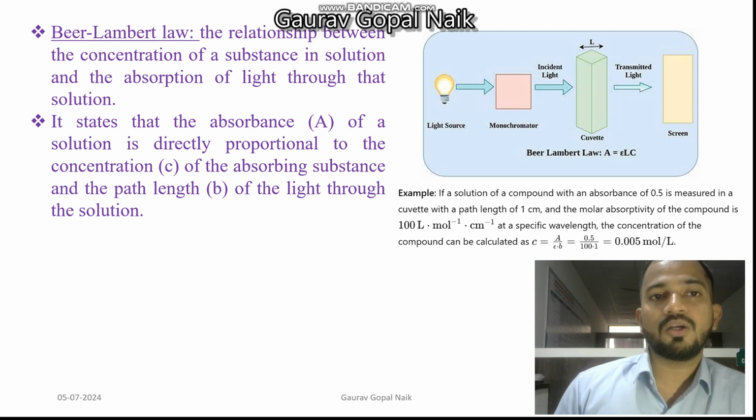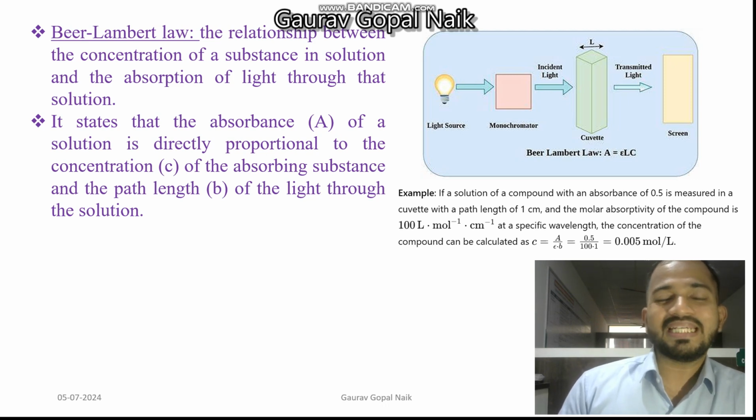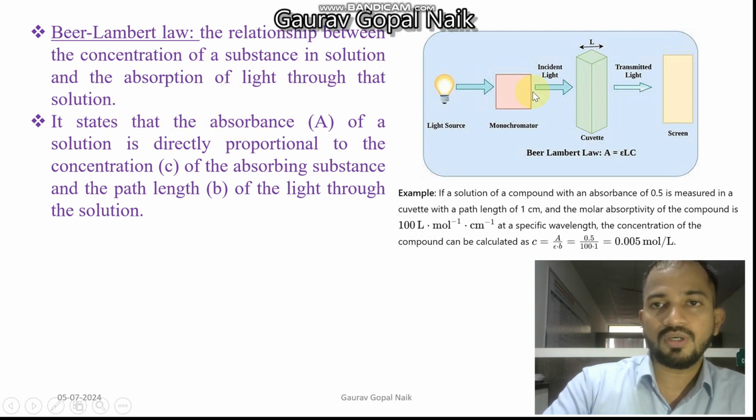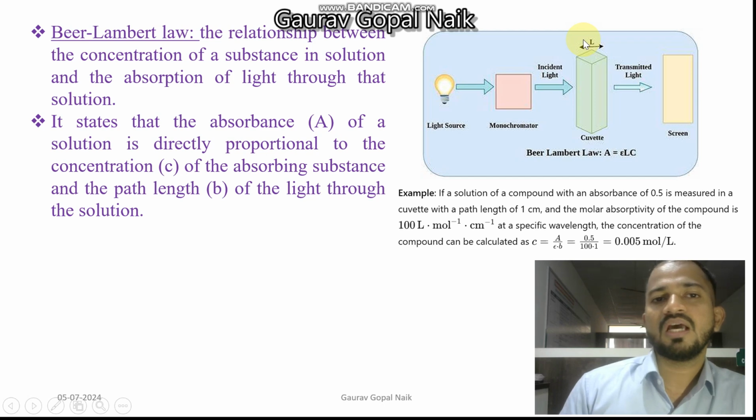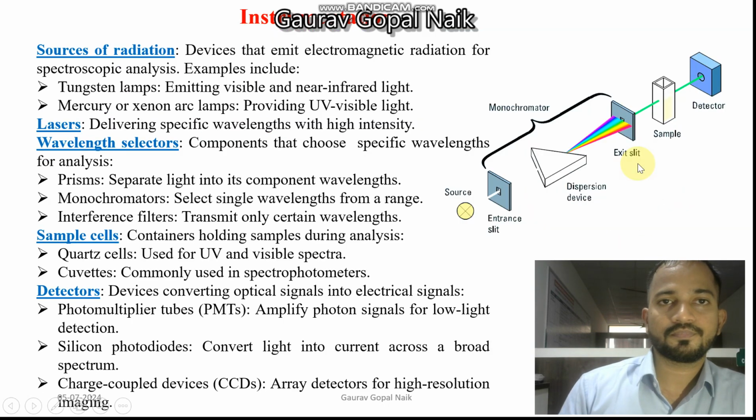Coming to Beer-Lambert law, it is the relationship between the concentration of a substance in a solution and the absorption of light through that solution. It states that the absorbance of a solution is directly proportional to the concentration of the absorbing substance and the path length, that is L. So higher the concentration, higher will be the absorbance. Here I have given you an example. Please go through it.